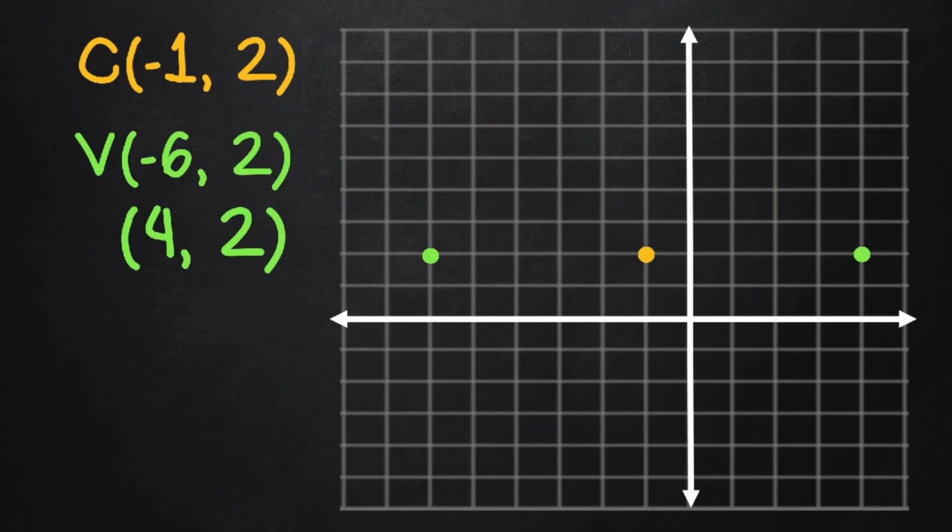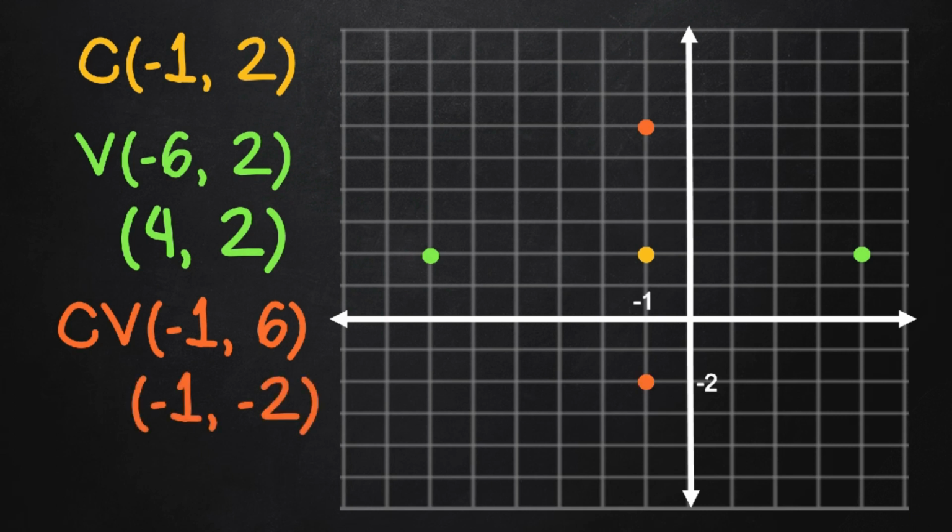So, 4 units vertically from the center. Let's count 1, 2, 3, 4. The first co-vertex will be at negative 1, 6. Another 1, 2, 3, 4. The second co-vertex will be at negative 1, negative 2.